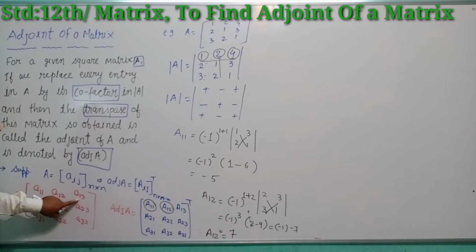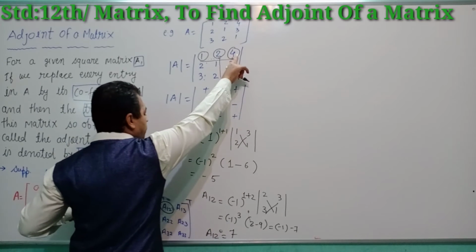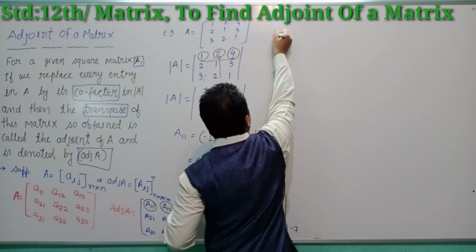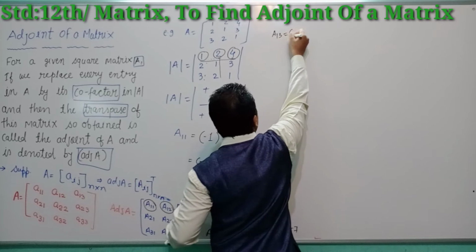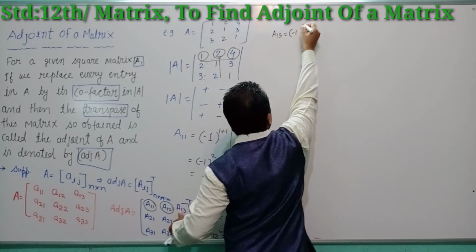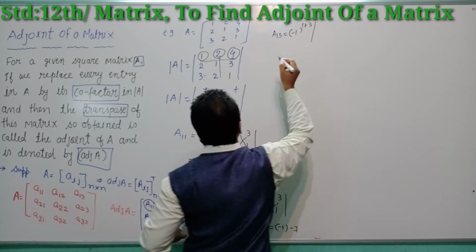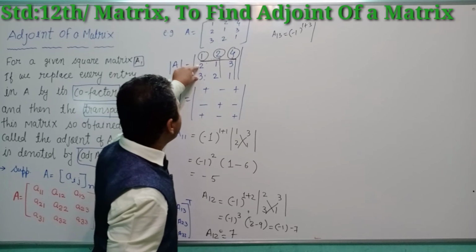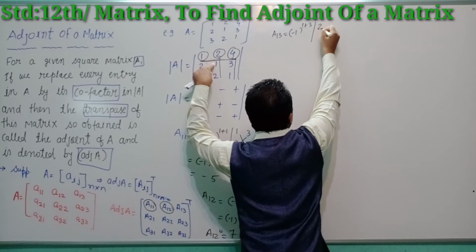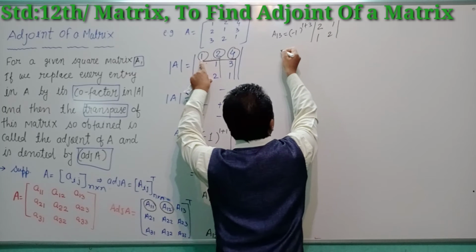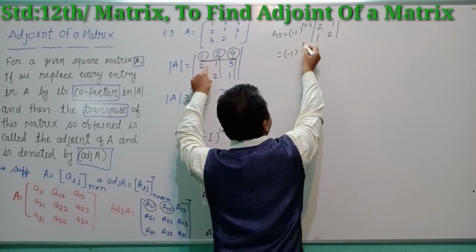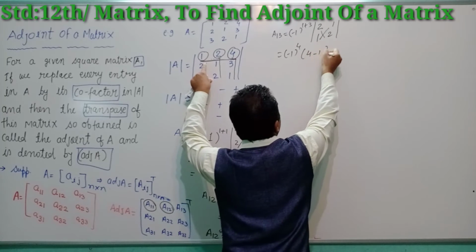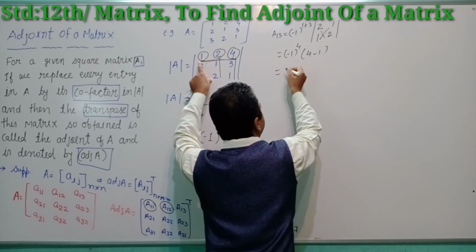This is the element A13, which is 4. You want to find out the cofactor, capital A13. So capital A13 from here, minus 1, first row, third column. Now discarding these elements, you will write the remaining elements 2 1 and 1 2. So this will be minus 1 is to the power 4, 4 minus 1, so plus 1, here you are getting 3.